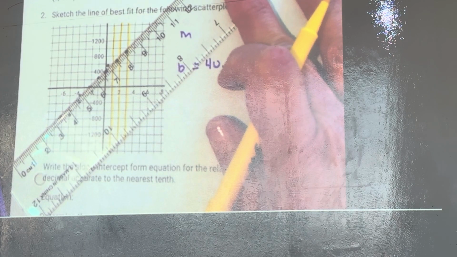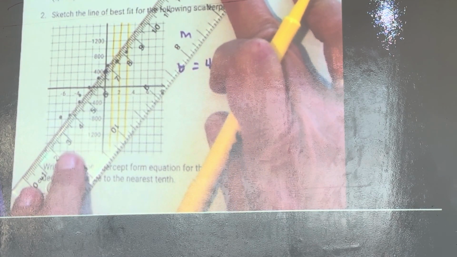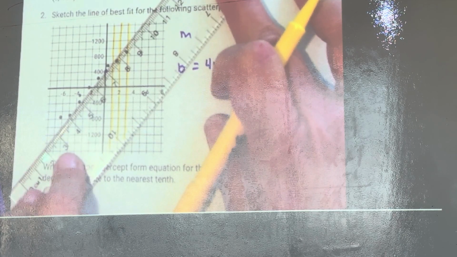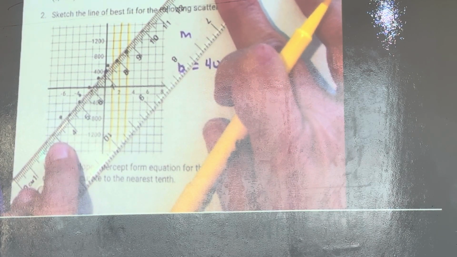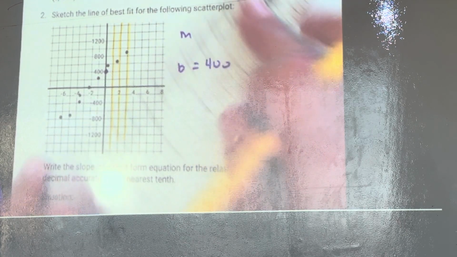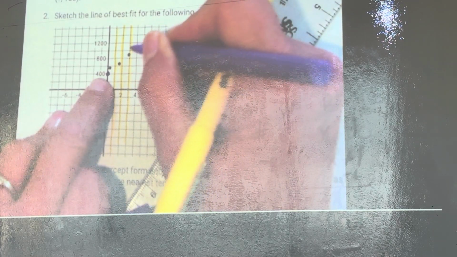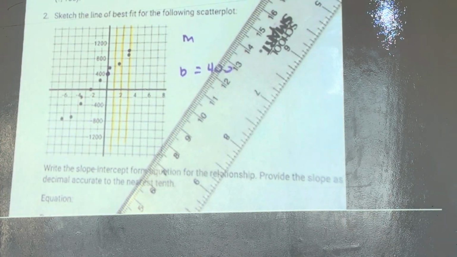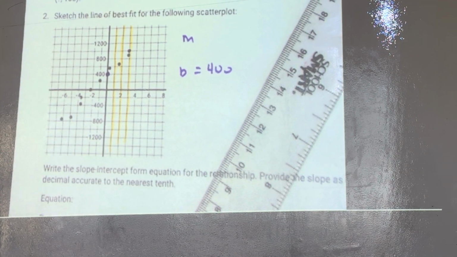It's really not bad. What would 3 and 1,000 be? A little bit too much. So I think we're going to go with 900. Actually, that's not 900, that's 1,000. Sorry. Okay. So then we're going to draw our line of best fit.